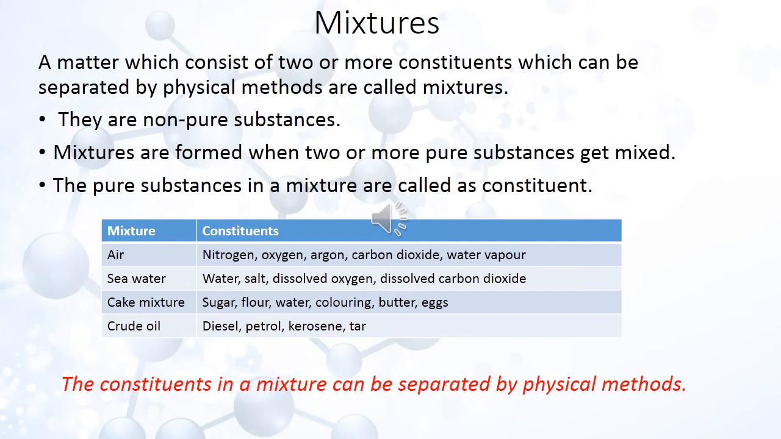Cake mixture. When you're making a cake at home, what are the ingredients you use? Sugar, flour, water, coloring, butter, eggs. These are the constituents in a cake mixture.